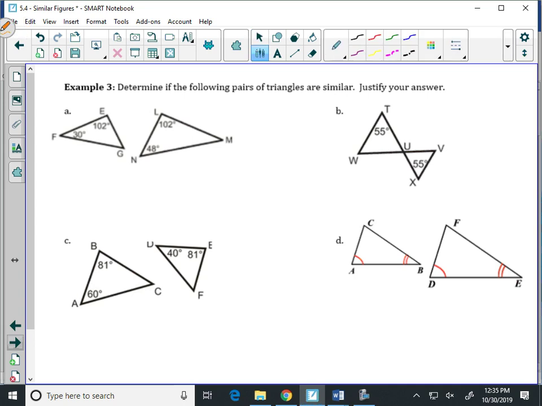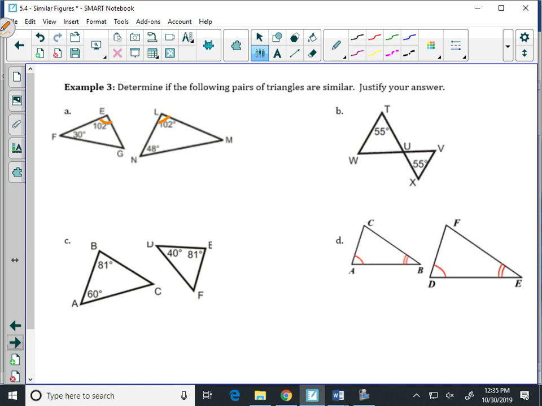Well, again, we can use that shortcut. We don't need to worry about the sides being proportional with triangles. All you have to do is just find their angles. Do we know at least one set of angles that are the same? Yeah. Which ones are the same? E and L. They're both 102.